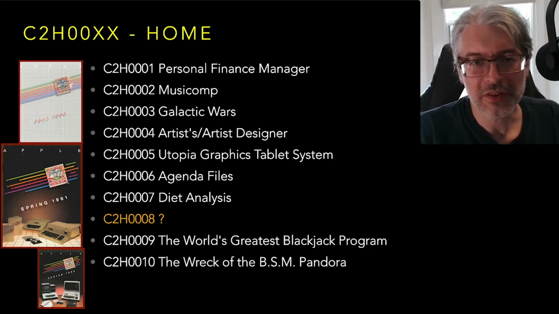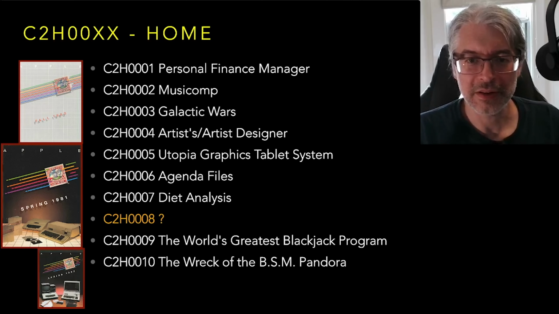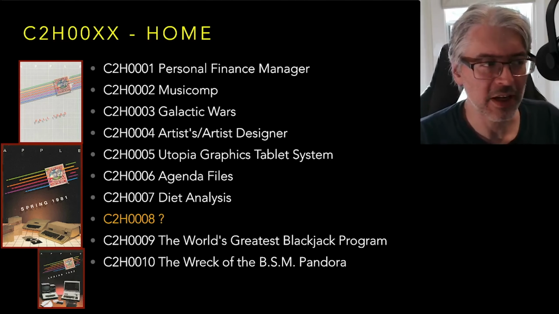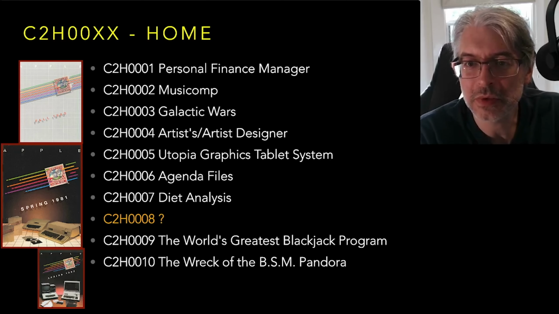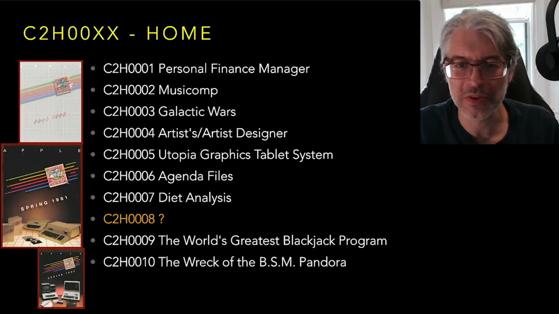Okay, one thing that's interesting about the home numbers here is that I don't know what H008 is. It's not in any catalog. If anybody knows, I think it would be interesting to find out. I guess it must have just been skipped.